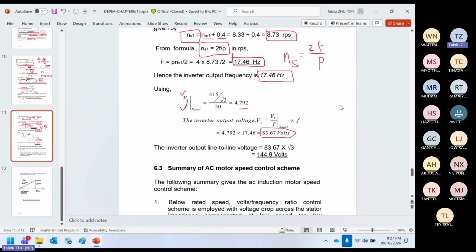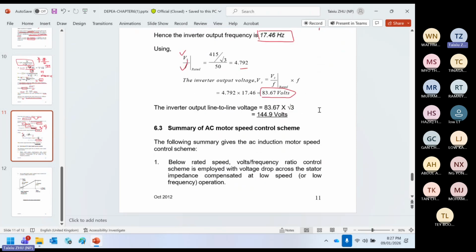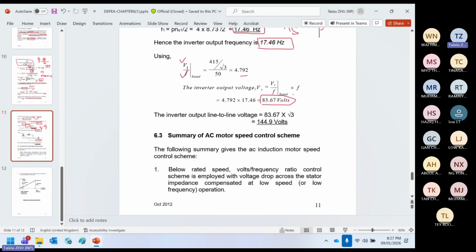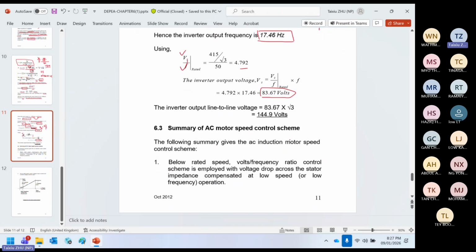By the way, if there's a question like this in the exam, all the formulas must be given, otherwise cannot do. So this is the speed control. Remember the control method is what? V over F is constant. Never mind, this part may be hard.